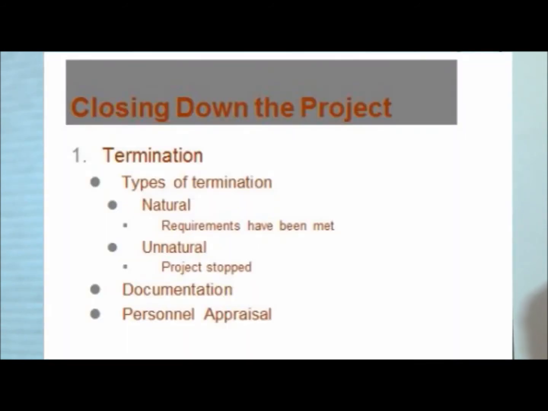All right, so the 4th and final part of what we're going to look at, at least for this part of the class, we had initialization, planning, execution. Now we're going to close things down. And so as it says here, we have terminating the project. We have natural termination, which means I got things done just as I said I would. And then there's unnatural termination, which is when a project just gets stopped. That's not going to happen for us.